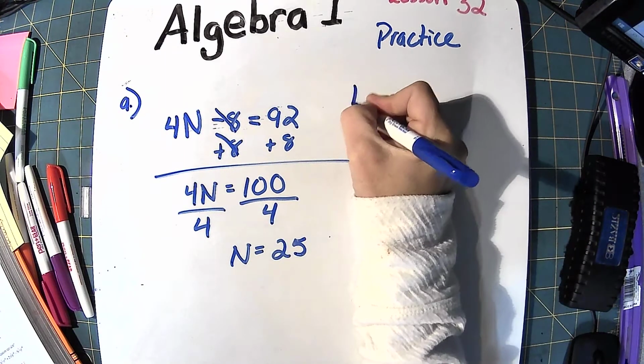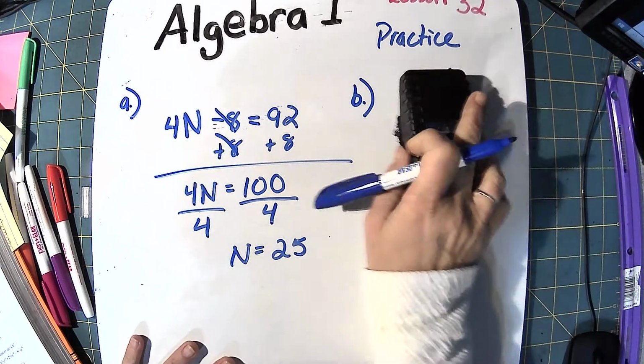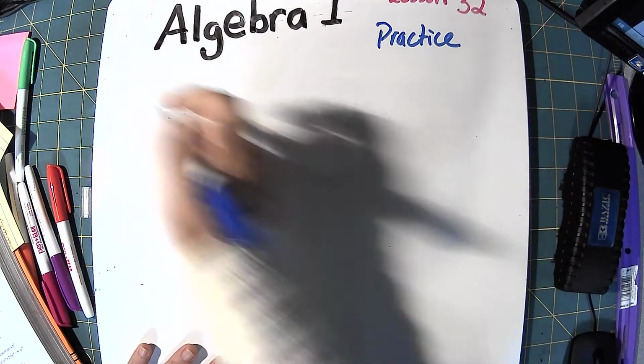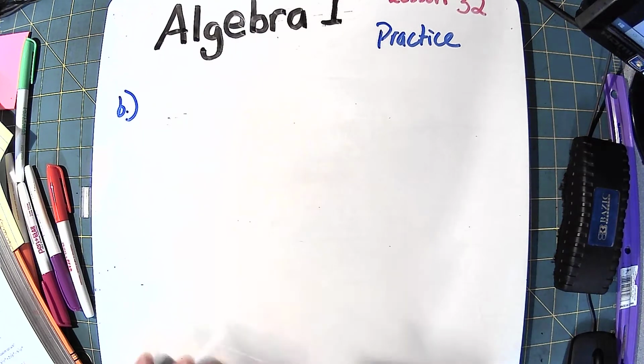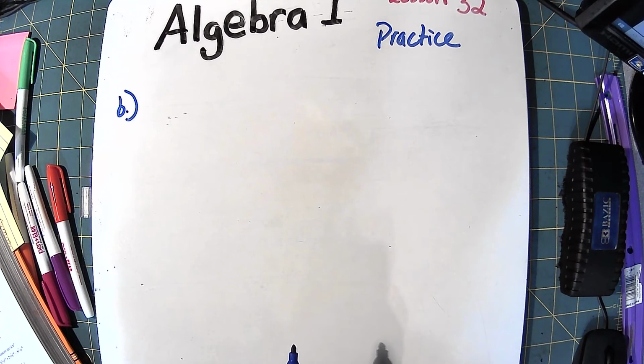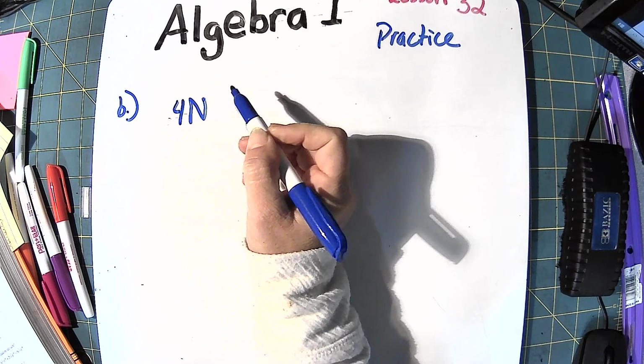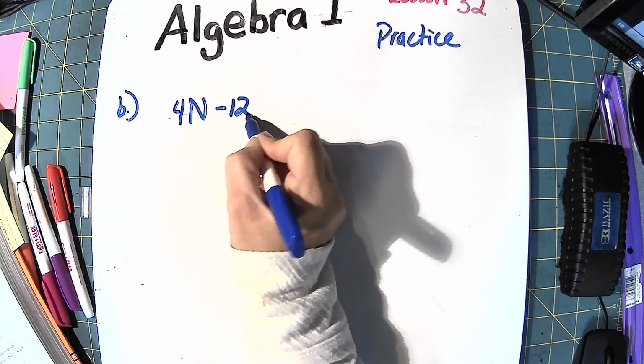Okay, and we'll try B here. B says, actually, let me give it some more room. Erase that. Alright, B is the product of 4 and a number is decreased by 12. The result is twice the opposite of the number. Okay, so product of 4 and a number, product means to multiply, so 4n is decreased by 12, minus 12.